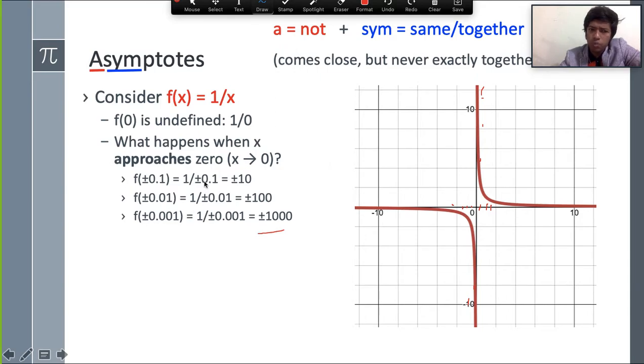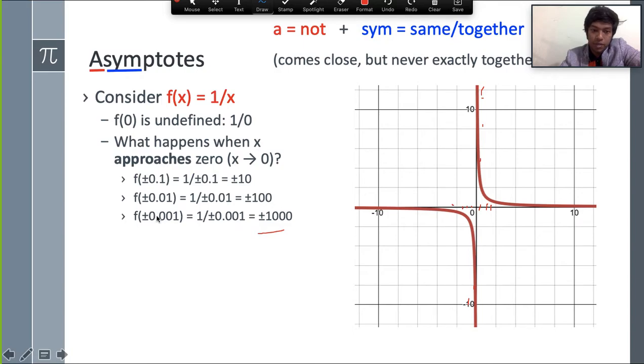So, is it possible that for some number it will come to this side here? The answer is actually no, because no matter what you put here, 1 divided by that will give you something bigger. If you come closer and closer to 0, more and more bigger values keep coming, because numbers do not end, so this calculation will never end. Do you understand? That is the reason why the graph comes closer and closer, but never exactly together. You understand? Because the numbers will never end.